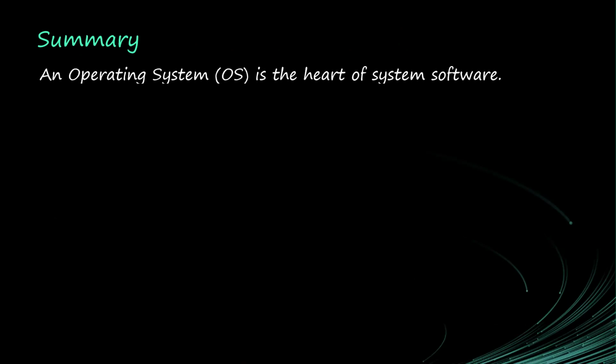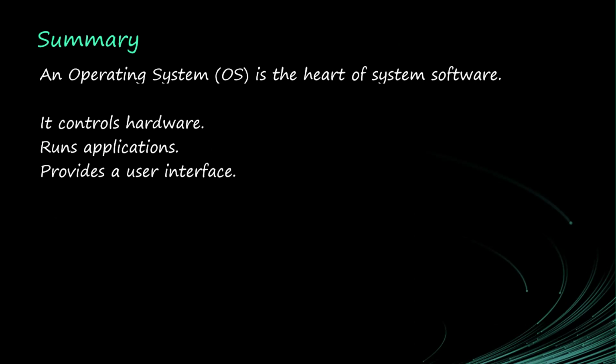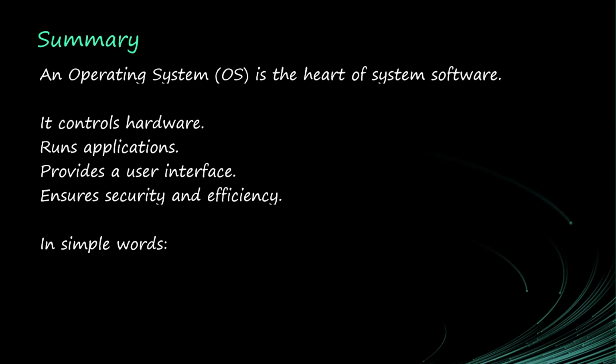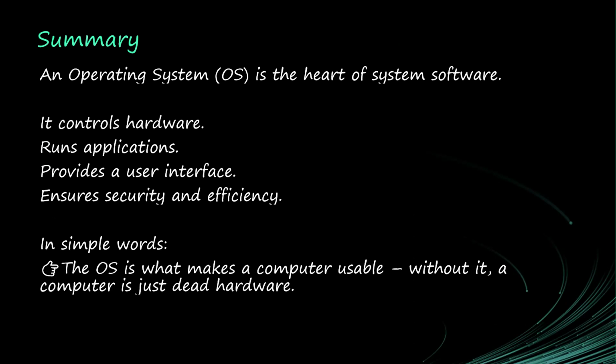In summary, an operating system is the heart of system software. It controls hardware, runs applications, provides a user interface, and ensures security and efficiency. In simple words, the operating system is what makes a computer usable. Without it, a computer is just dead hardware.